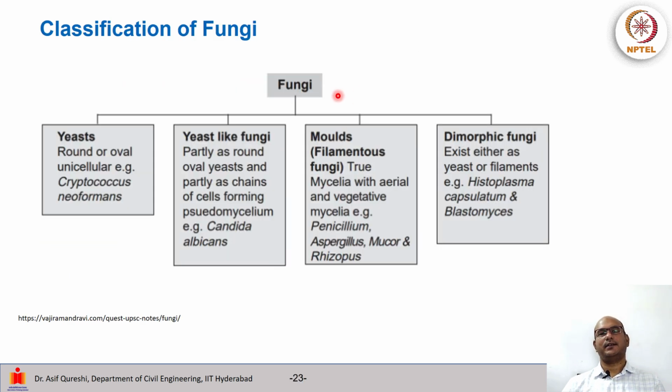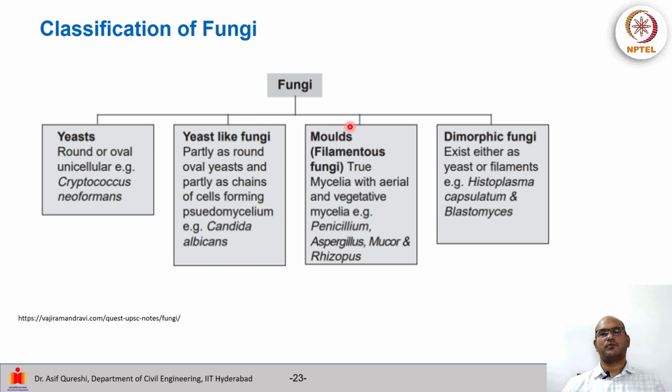The fungi can be classified as yeasts, which are round or oval unicellular organisms such as Cryptococcus neoformans, or yeast-like fungi, which are partly round, oval yeasts and partly chains of cells forming pseudomycelium, for example Candida albicans.